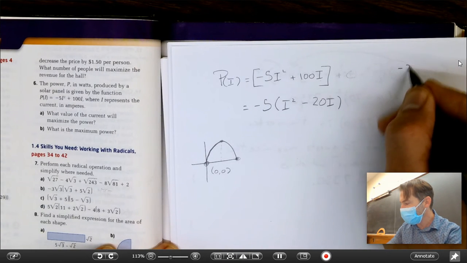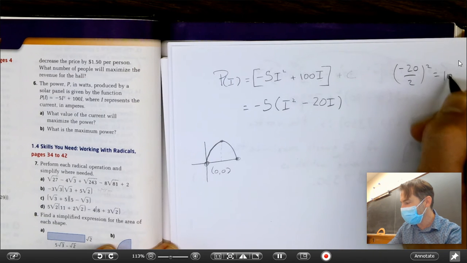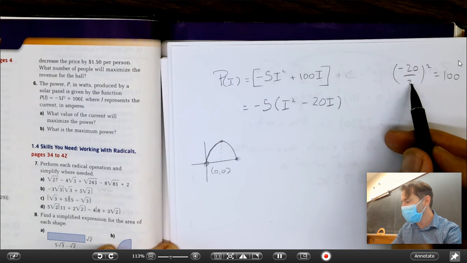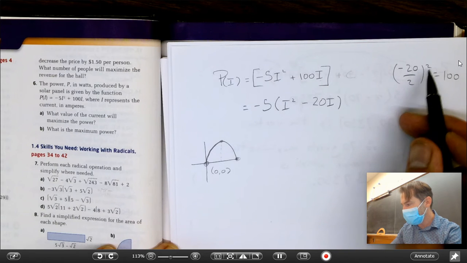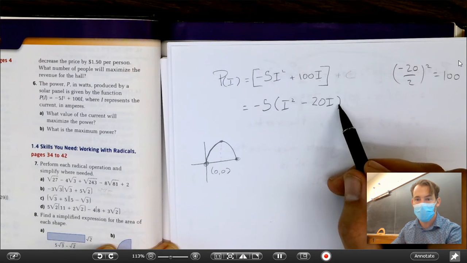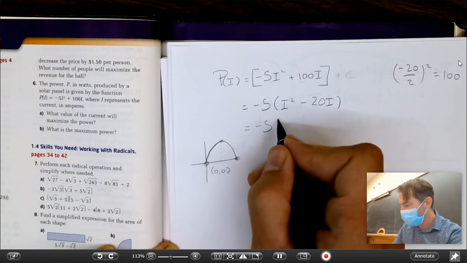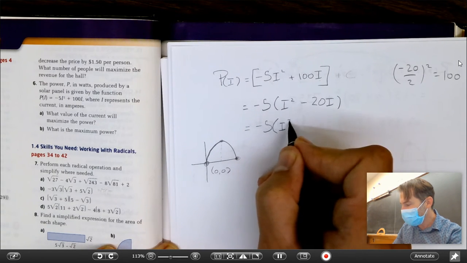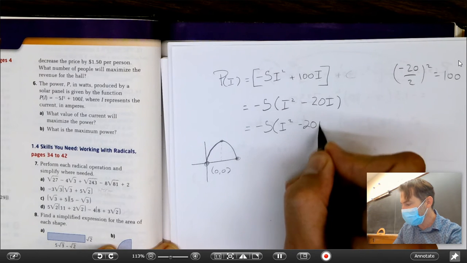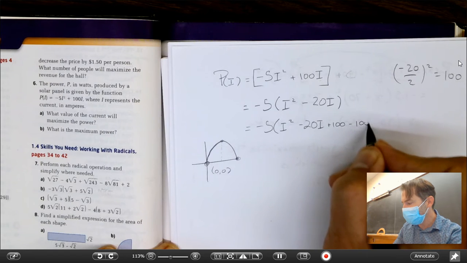Now I use this to get my Jerry Maguire number, the number that will complete this square. So I do that over here. -20 divided by 2, squared, is equal to 100. -20 divided by 2 is -10, and -10 squared is positive 100. So I'm going to add and subtract 100 inside this bracket. This is equal to -5 times I squared minus 20I plus 100 minus 100.